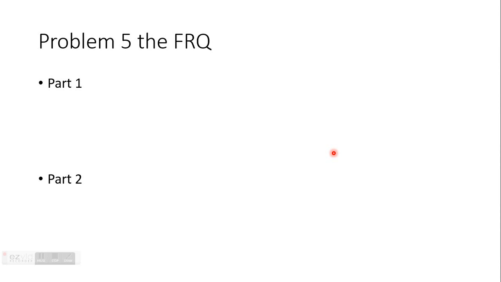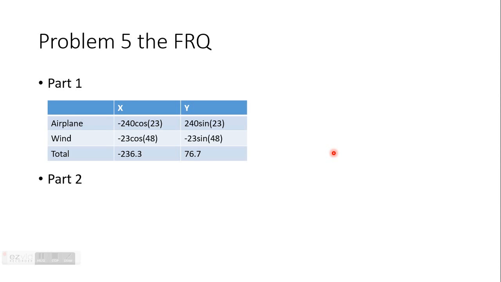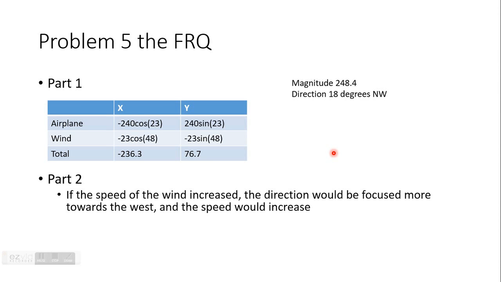Okay, so here's the x and y components added up. Here's the magnitude and direction. This problem's just like the two other ones we did. It's pretty simple. Part 2, if the speed of the wind increased, the direction would be focused more towards the west and the speed of the airplane would increase.